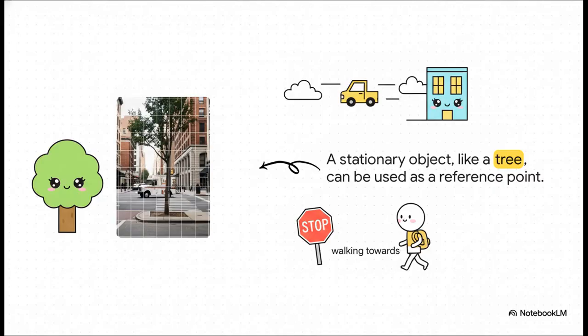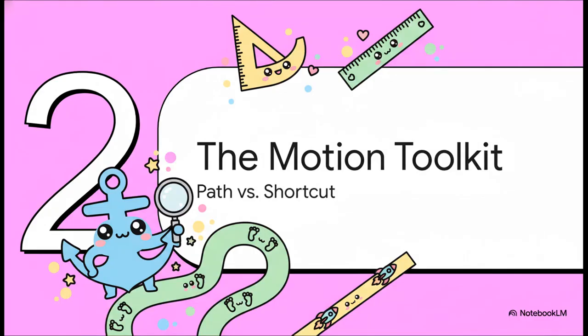And a reference point can be super simple. A tree, a building, maybe a stop sign. Anything that stays put is perfect. From there, we can say a car is moving away from the tree, or a person is walking towards the corner. See? The tree gives the whole observation meaning. Okay, so we've got our anchor.